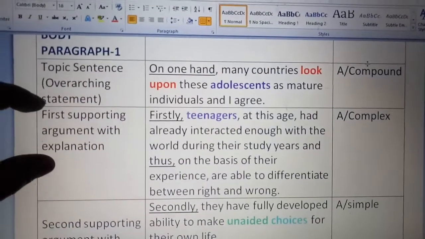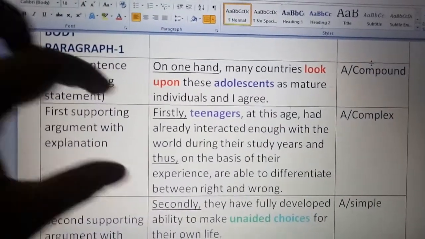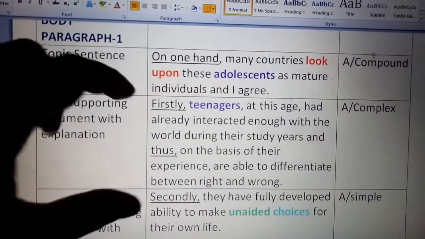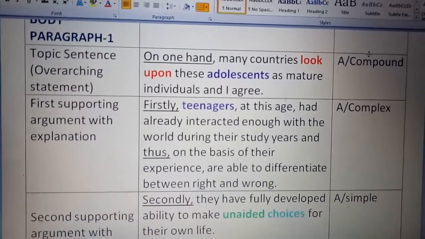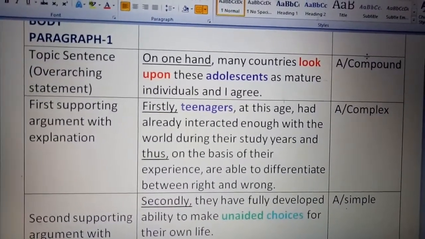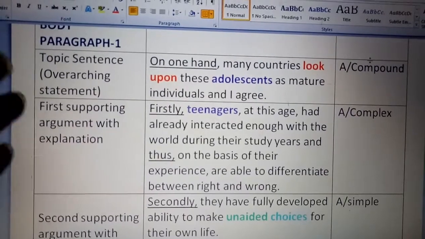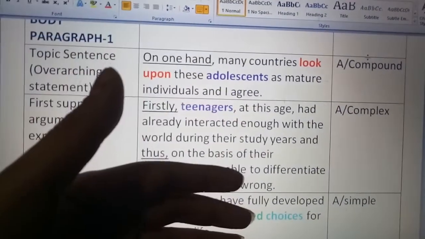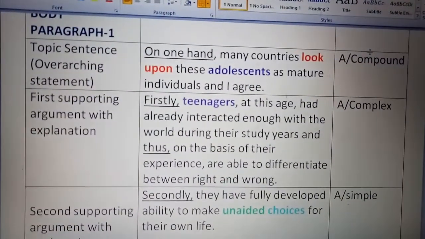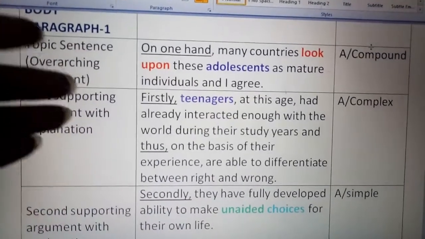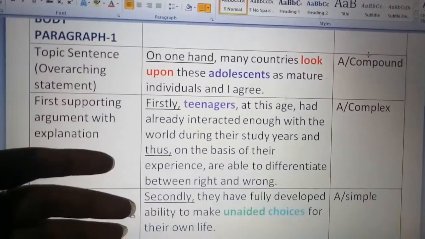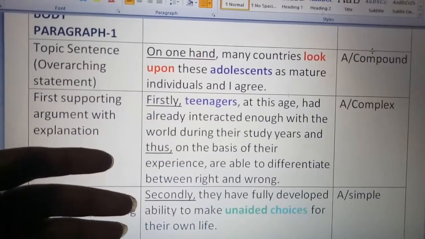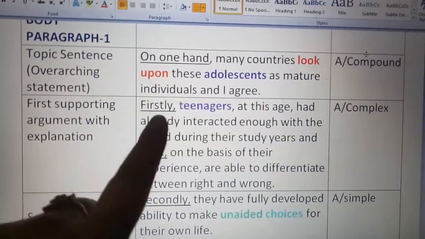See, this first supporting argument may be completed in a, you see, it's not necessary to use 2 or 3 sentences in order to explain one of your opinions. It's not necessary. You just write your argument, make it into a complex sentence, and you are done with the explanation part also, because we have to give 2 supporting arguments for our own viewpoint, which we are supporting.